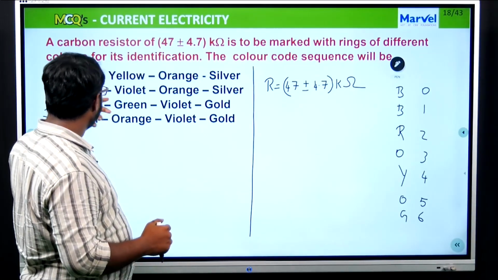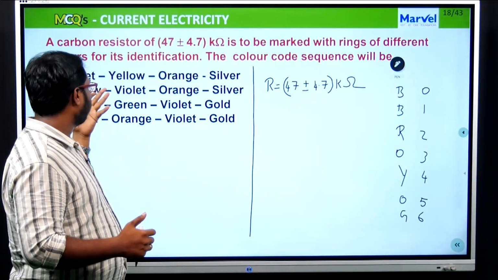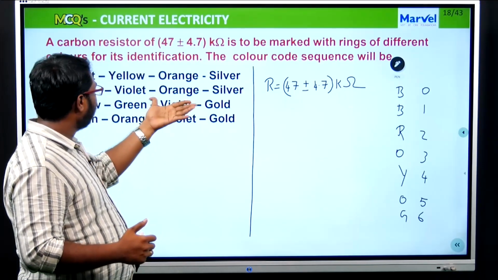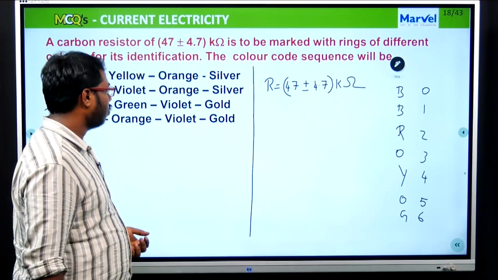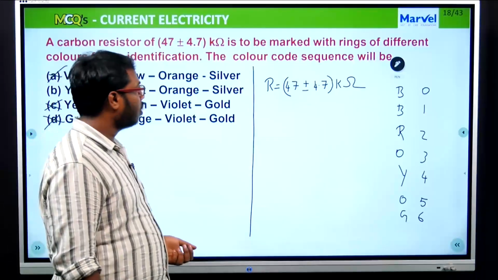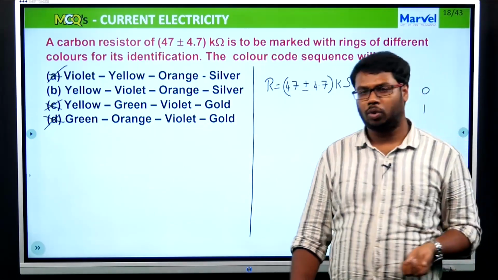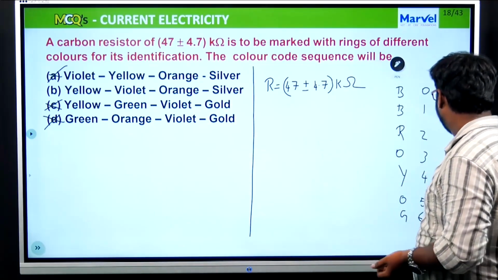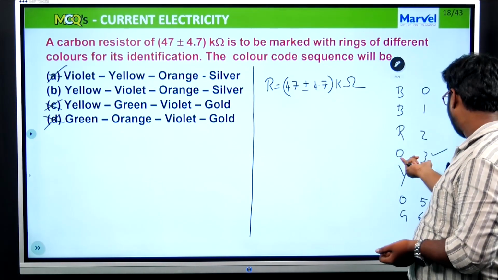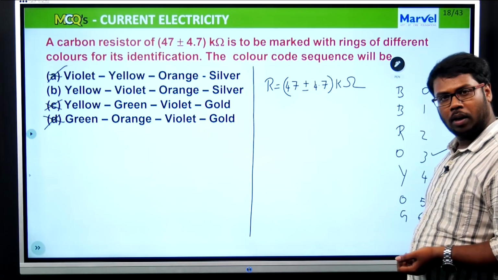First will definitely be yellow. The second one will definitely be violet. Then comes orange. How do I decide orange? Because 10 power plus 3, 10 power plus 3 is what your kilovolt is. So orange stands for 3. So that matches my K.